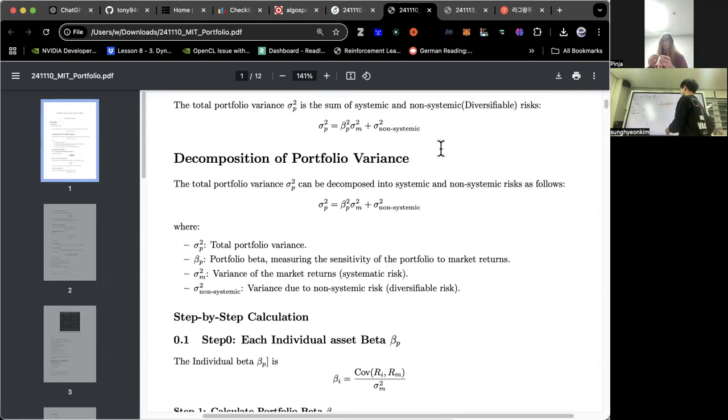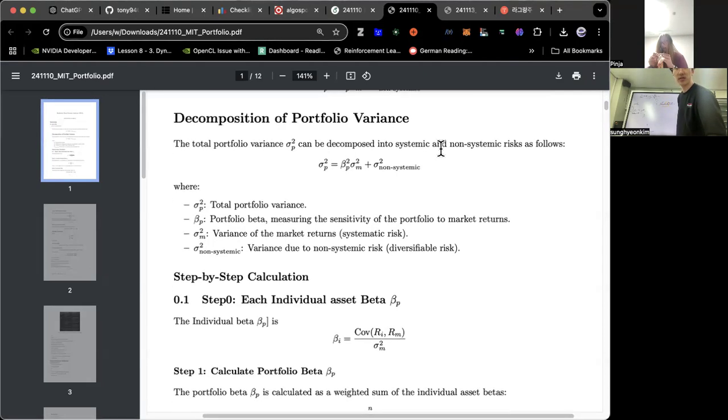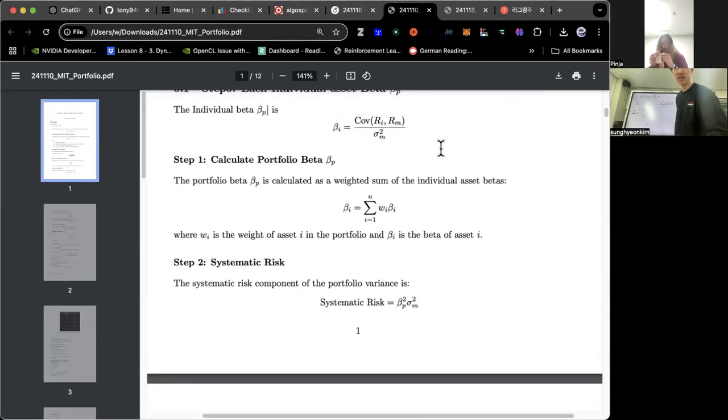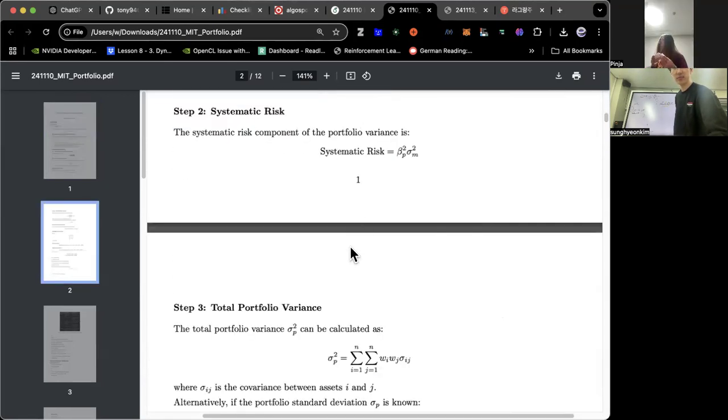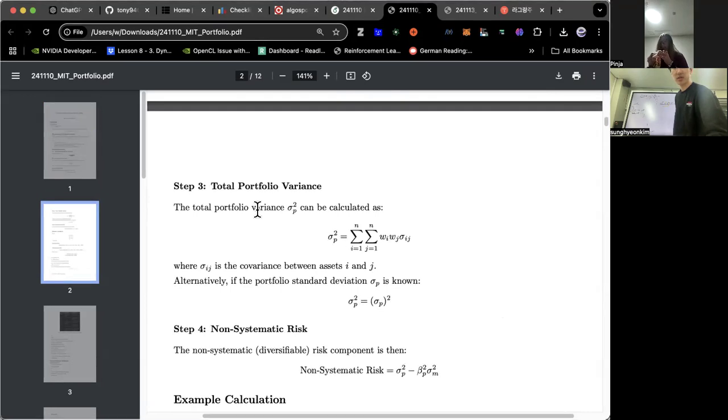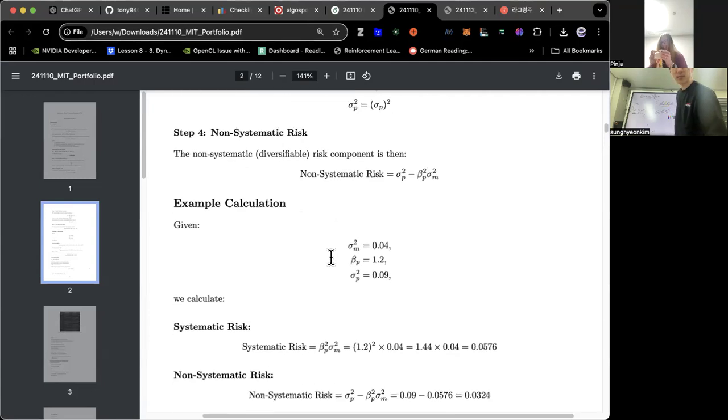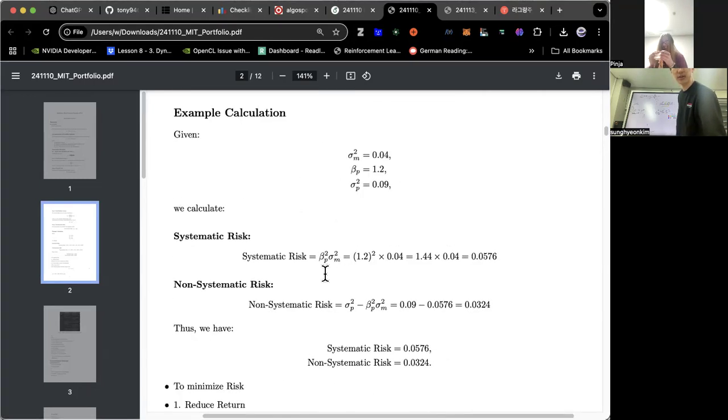I wonder why beta comes like this, because then it will go high and it will go low both. Beta is also constituted of covariance, and there will be systemic risk, and total portfolio variance will be sigma squared P equal to the sum from 1 to n of w_i w_j sigma_ij. And you can calculate systemic risk and non-systemic risk if there's a value.